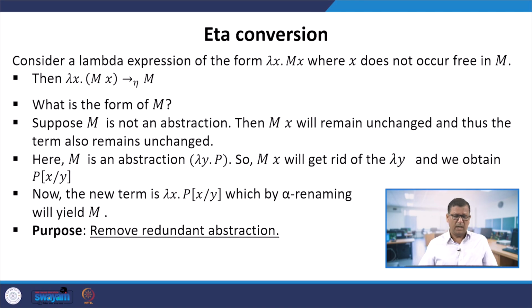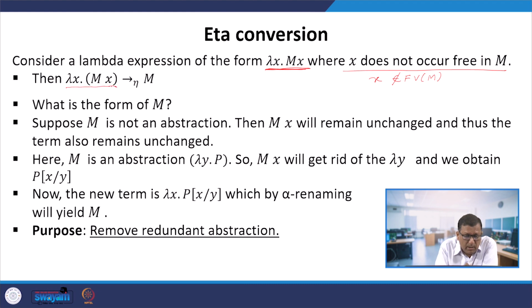Now there is another reduction strategy, called eta conversion. Consider a lambda expression of the form lambda x dot Mx, where x does not occur free in M, that means x is not part of the free variables of M. Then the rule, called eta reduction, says lambda x dot Mx gives us M. So let us examine this.